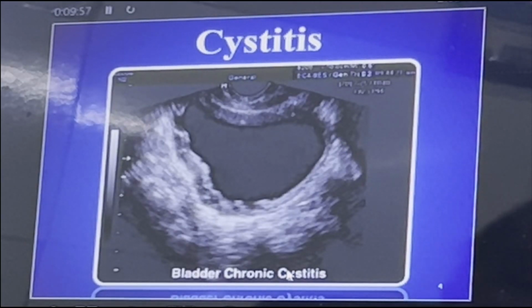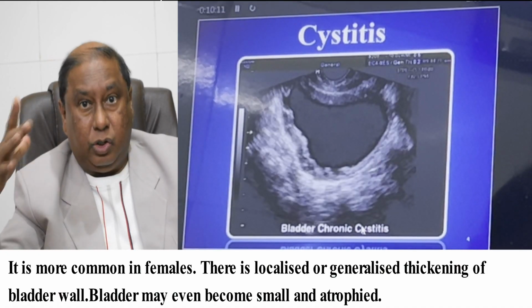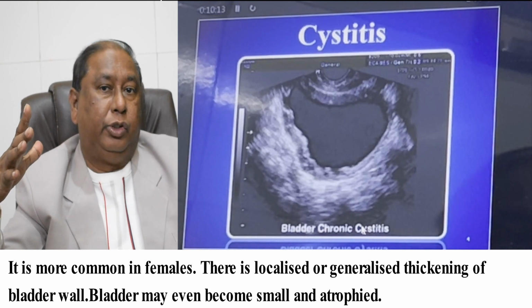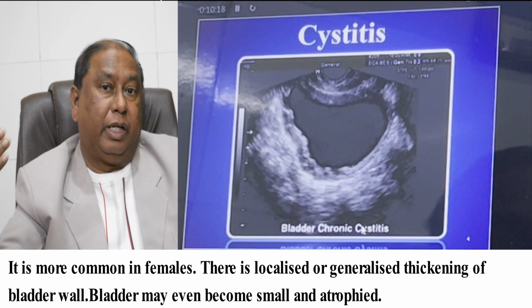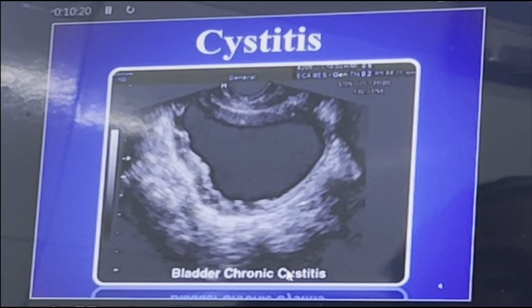Now come to cystitis. Cystitis is the infection of the urinary bladder. It is more common in females because their urethra is short and the male urethra is long. Also, it is easier for the infections, that is bacteria, to enter the female genitalia.